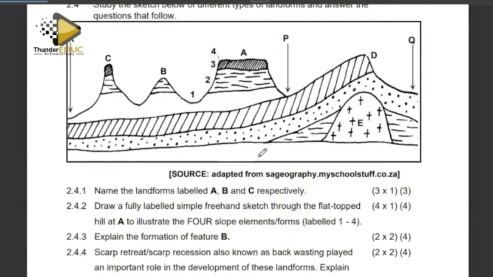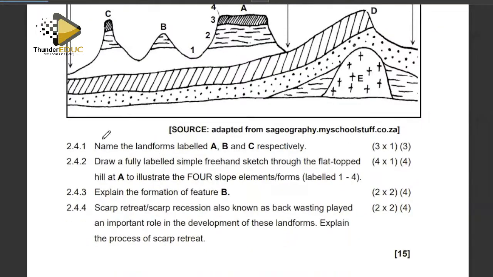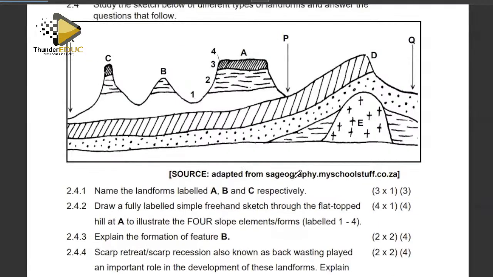Right, moving on to the next question. Next question is question number 2.4. Right, the 2.4 is based on features of the Karoo landscape. Right, name the landforms A, B, and C, respectively. Right, we want to name those landforms as shown there.